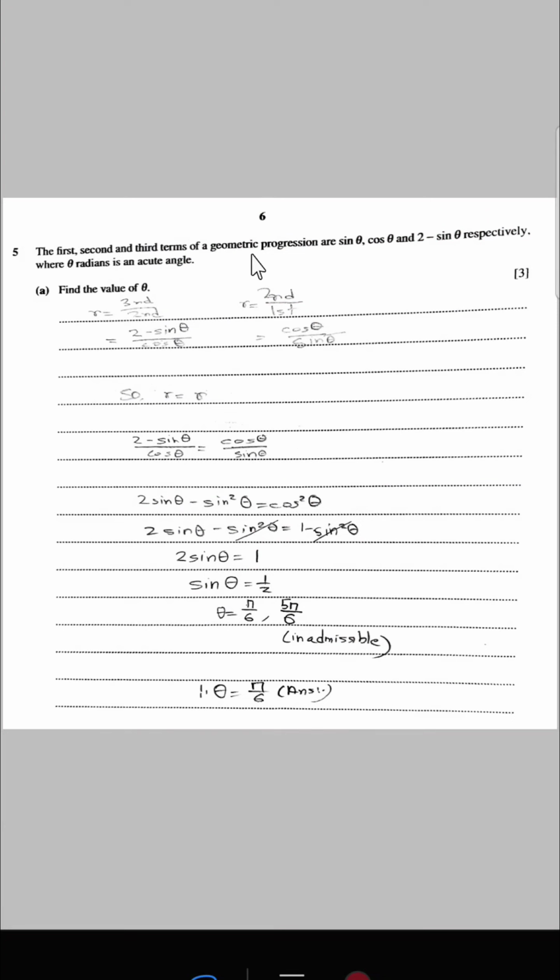The first, second and third terms of a geometric progression are sin theta, cos theta, 2 minus sin theta respectively, where theta is in radians and is an acute angle. Find the value of theta.